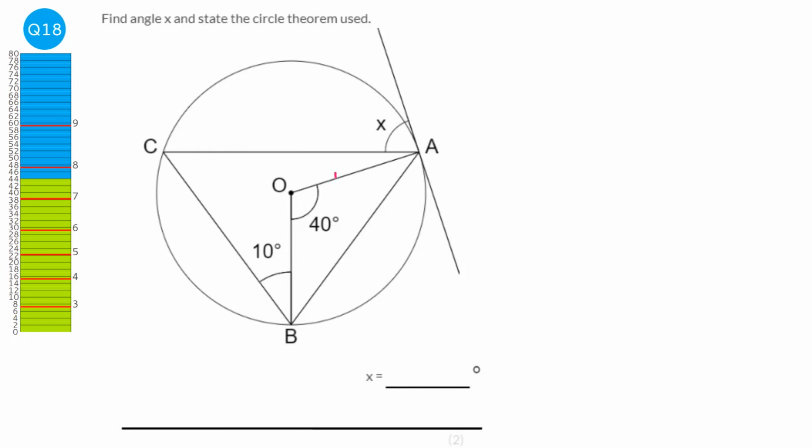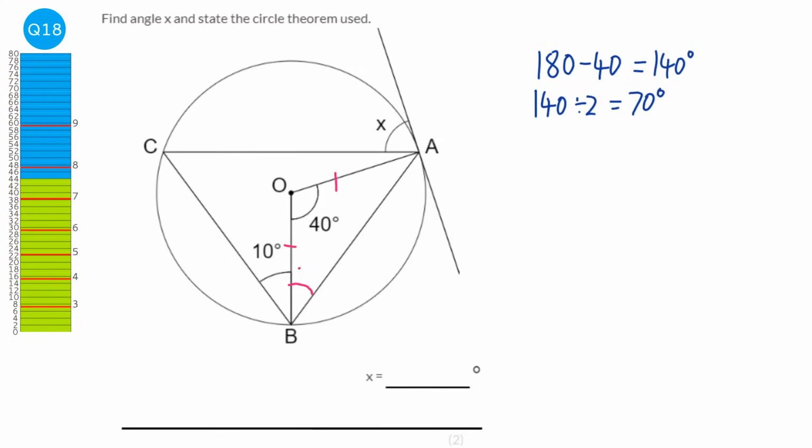So the first thing to notice with this question is we've got an isosceles triangle between O, B and A, because these are both radii, and so what we can do is we can find this angle here by doing 180, take away the 40, equals 140 degrees, and because it's an isosceles we do 140 divided by 2, which is 70 degrees.